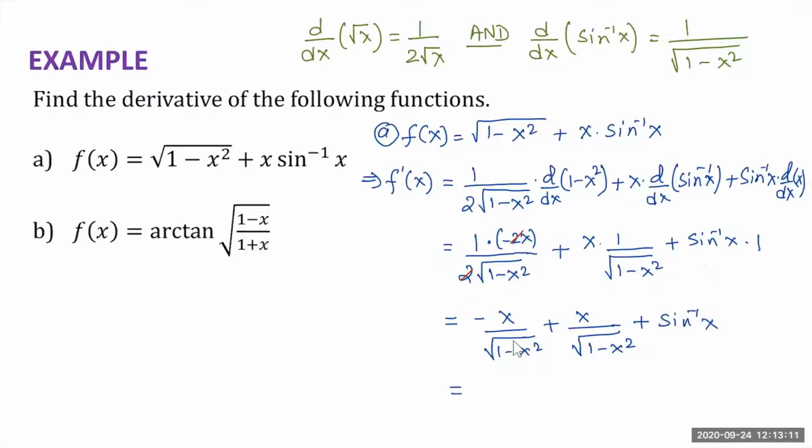Which is equal to, now if you look at this line carefully, what you'll see is the first quantity and second quantity are the same. The first one is negative and the second is positive. That means they cancel each other. So the remaining quantity from this line is sine inverse x. So that is the derivative of the function given here in part A.